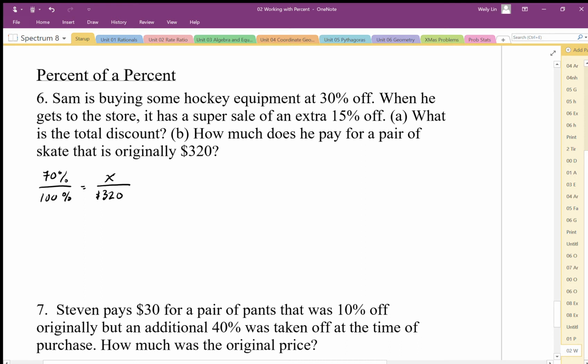So we can do our calculation here. We have our decimal multiplier, 0.70, and we're going to times by 0.70. When we do that, 320 times 0.7 gives us the original sale price of $224. This represents the original sale price.